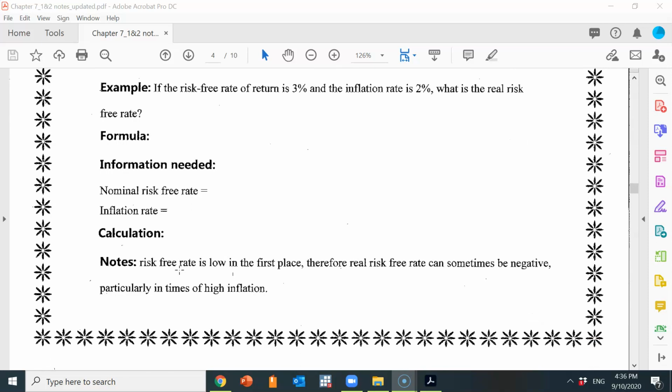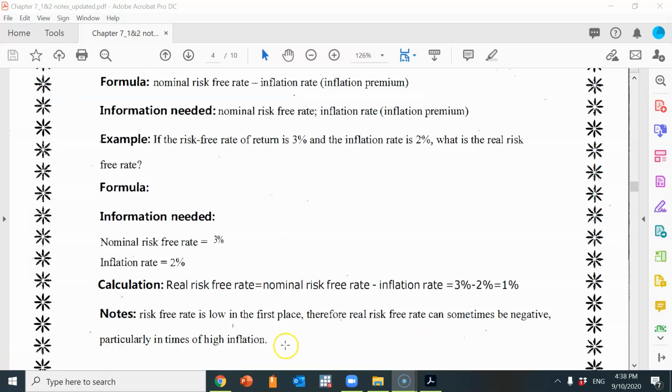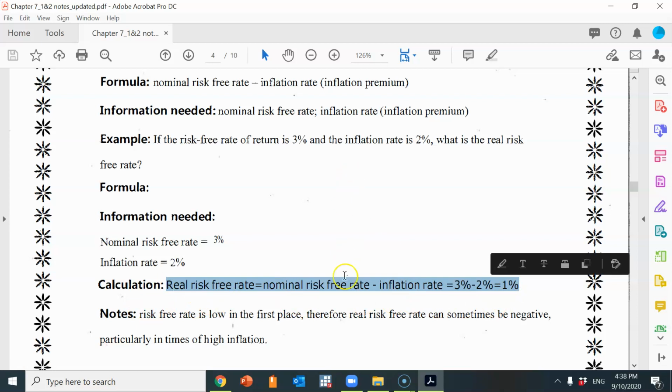The risk-free rate is low in the first place. Therefore, the real risk-free rate can sometimes be negative, particularly in times of high inflation. If the risk-free rate is 3%, and the economy is bad and we really have a high inflation rate, such as 4%, then 3 minus 4 becomes -1. In those special cases, the real risk-free rate could be negative. Let me also add the equation for this example here. I added the equation with the solution for this example.